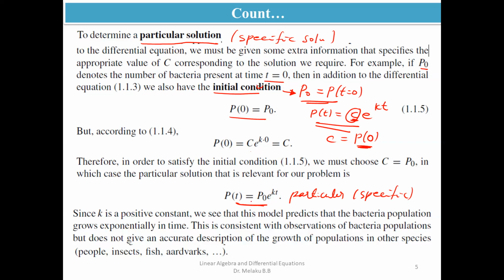And of course, this is consistent with the observation of bacterial population, but this model might not work exactly for other populations, like populations of people, insects, maybe aquatic animals like fish, and so on. So this works for the bacteria.